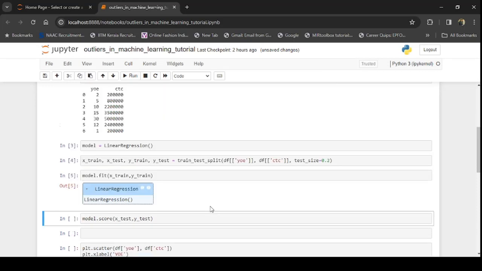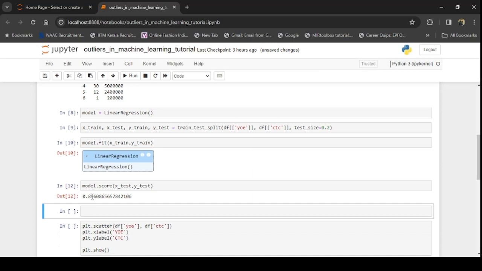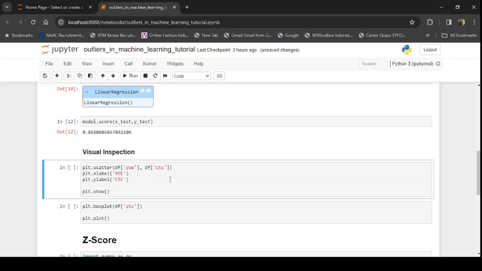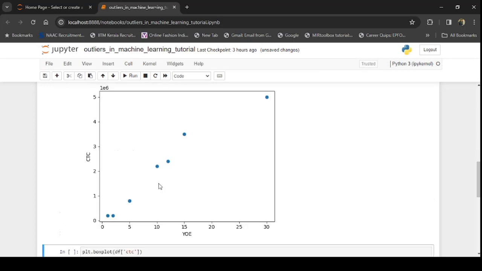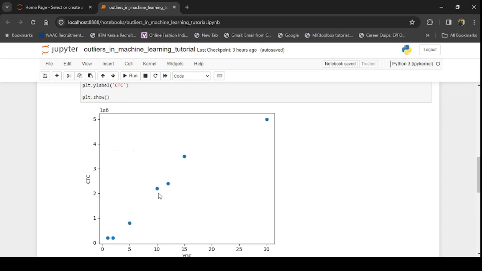Now let's evaluate the accuracy of our model. As you can see, the accuracy is 85% in our case. For visual inspection, we can use scatterplot and boxplot. Let's plot the scatterplot to understand if there is any outlier. We can get a specific pattern when we are plotting all the data points as a scatterplot.